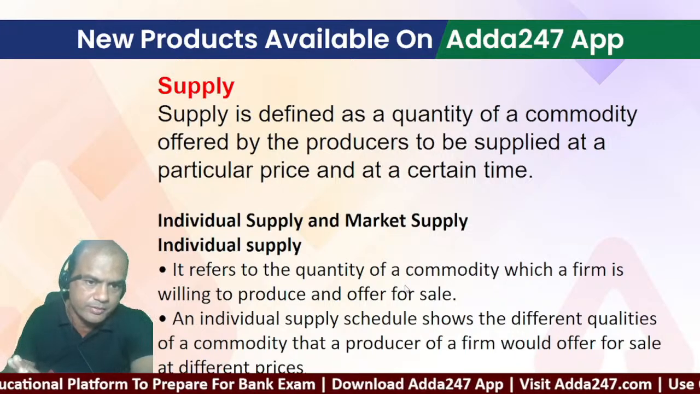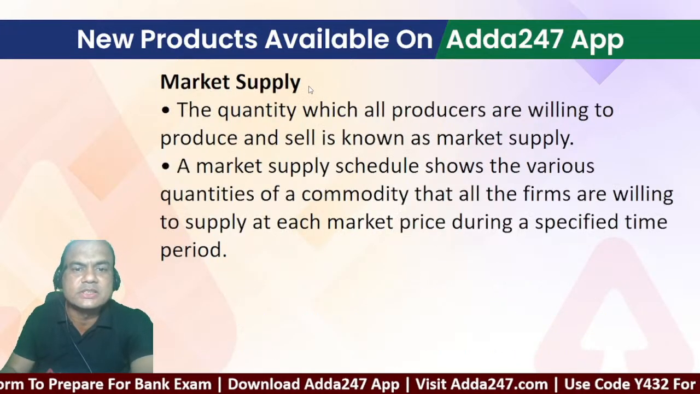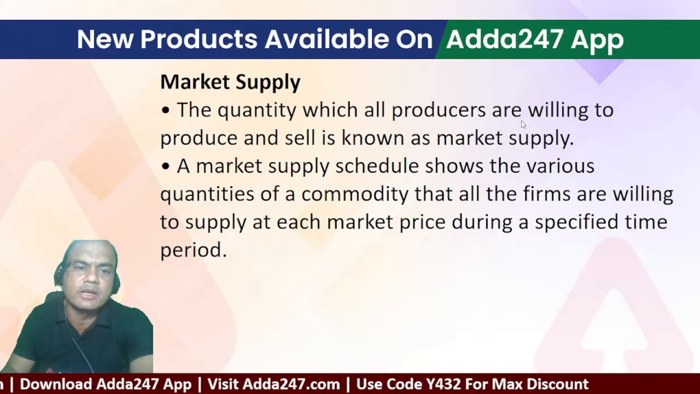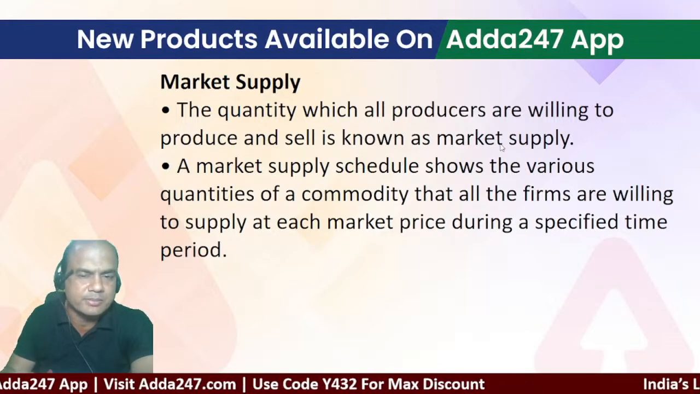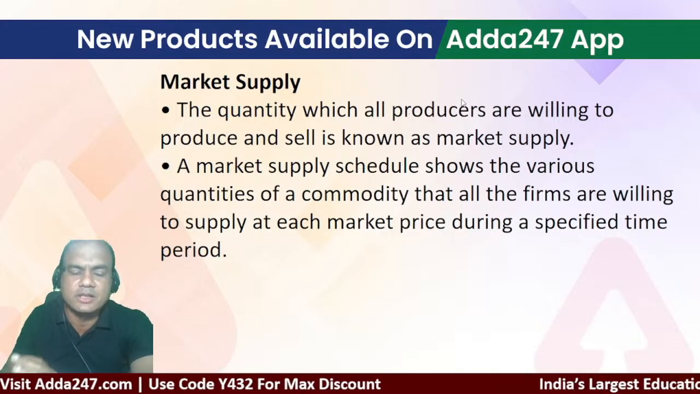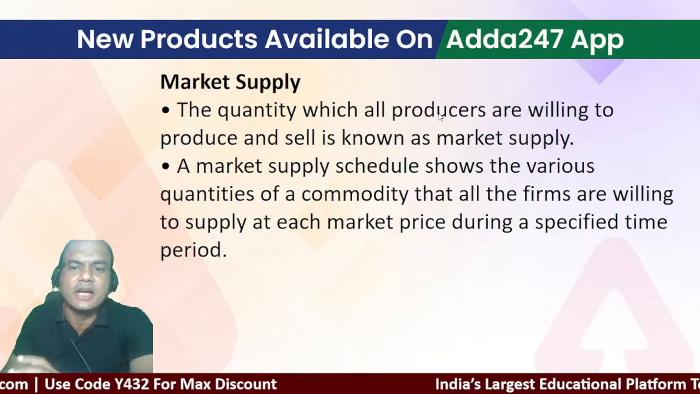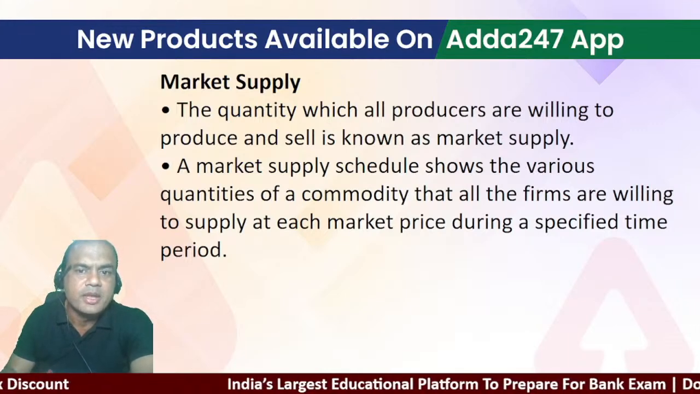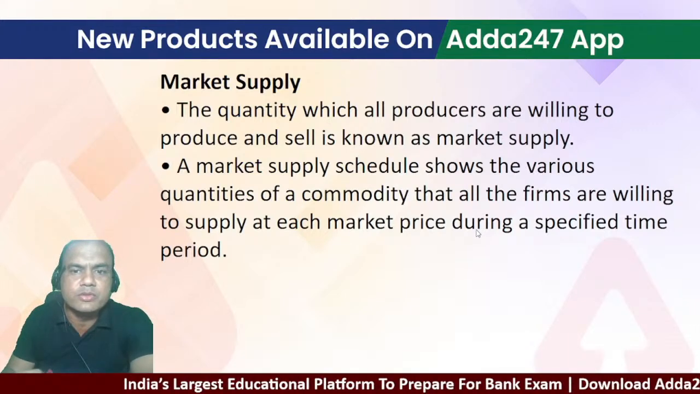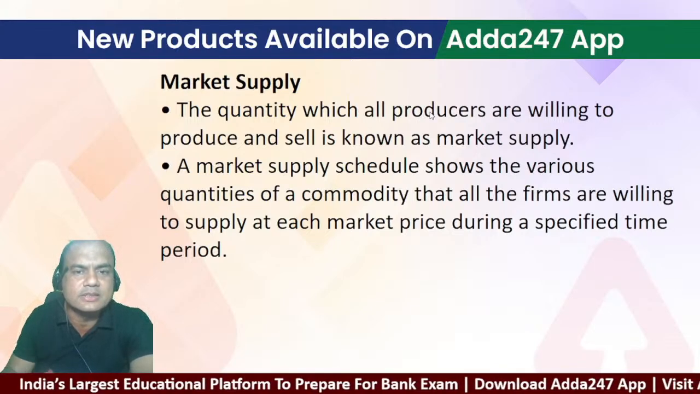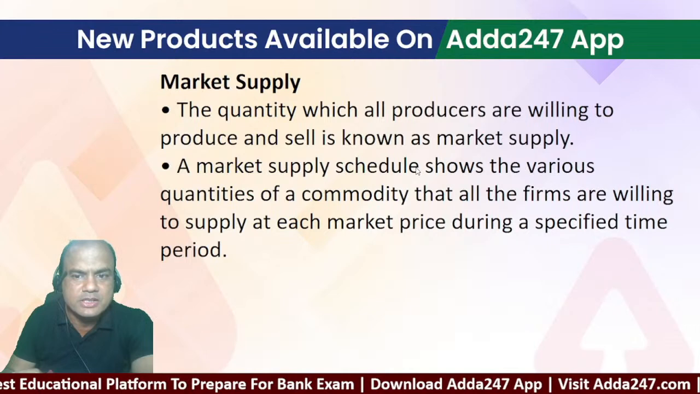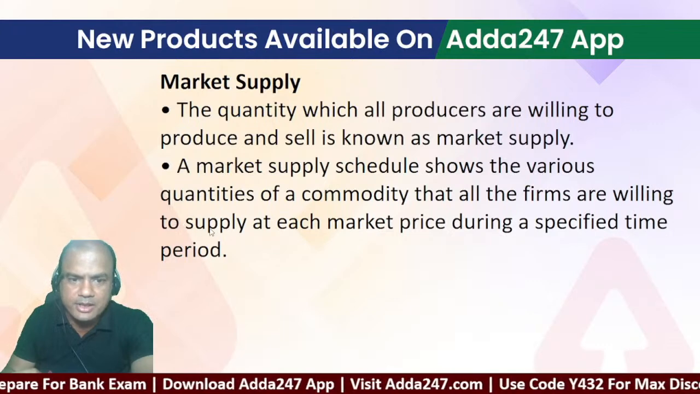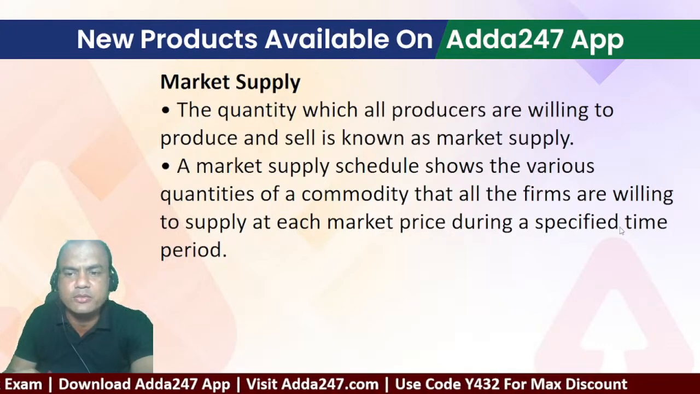So firstly, qualities are different, and individual supply refers to the commodity which a firm is willing to produce and offer. Okay, market supply, now this is a combination of all the individuals. The quantity which all the producers are willing to produce and sell is known as market supply. Now all the producers means what? Here it becomes a category then. Means category of rupees 10, all soaps, HUL plus other things, many of them are there. So in the category at 10 rupees, what all the marketers or all the sellers are ready to supply. The market supply schedule shows the various quantities of a commodity that all the firms are willing to supply at each market price during a specified time period.